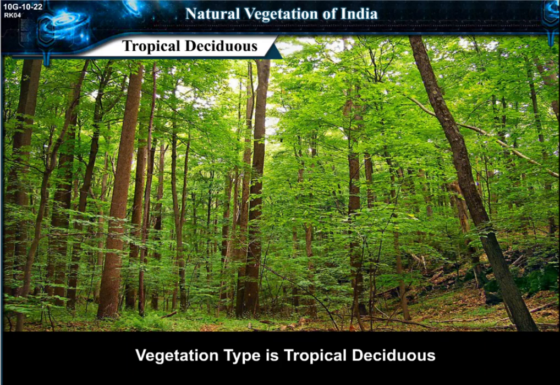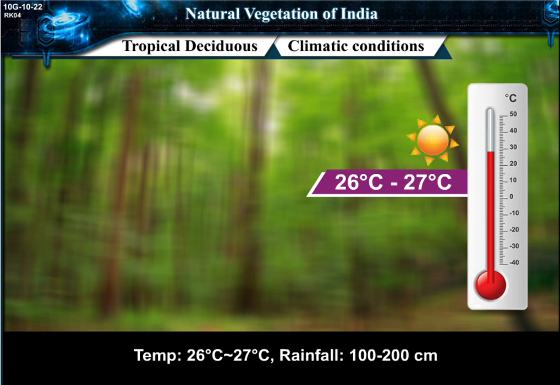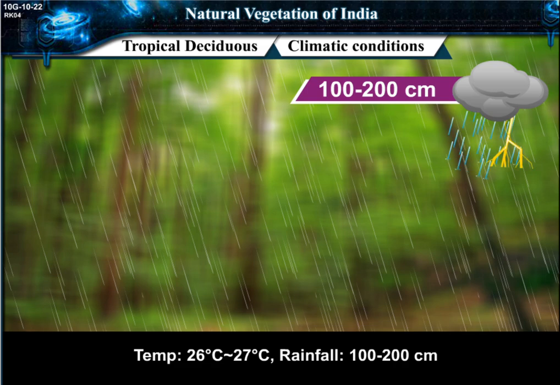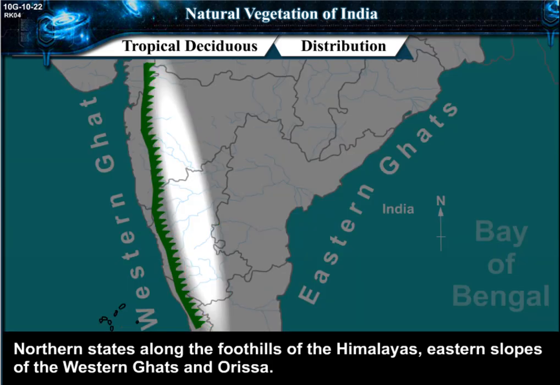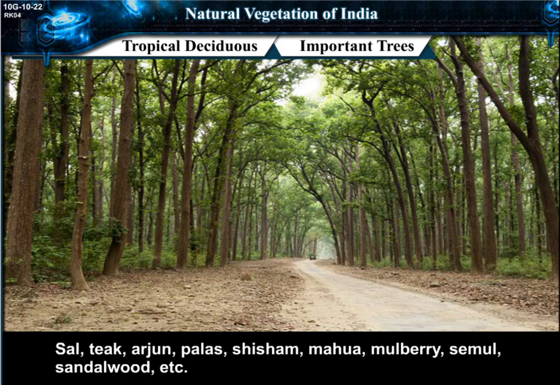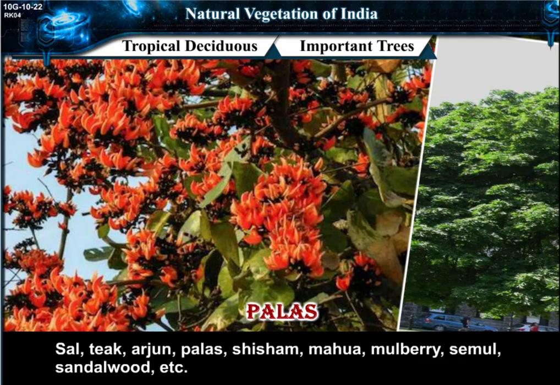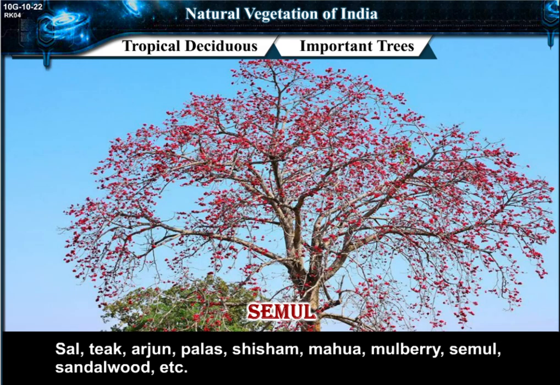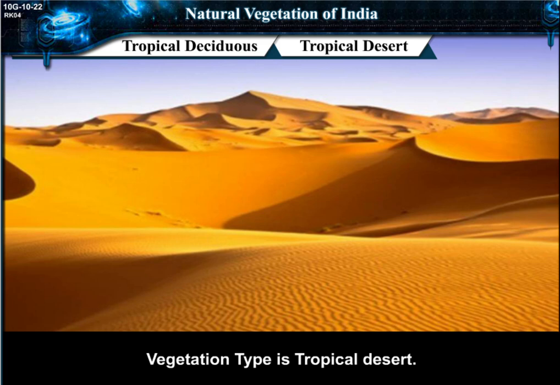Next type of vegetation is the tropical deciduous. Climatic conditions: found in areas where temperature ranges from 26 to 27 degrees. Rainfall is between 100 to 200 centimeters. It is found in northern states along the foothills of the Himalayas, eastern slopes of the Western Ghats, and Orissa. Important trees like sal, teak, arjun, palash, shisham, mahua, mulberry, simul, sandalwood, etc. are grown here.